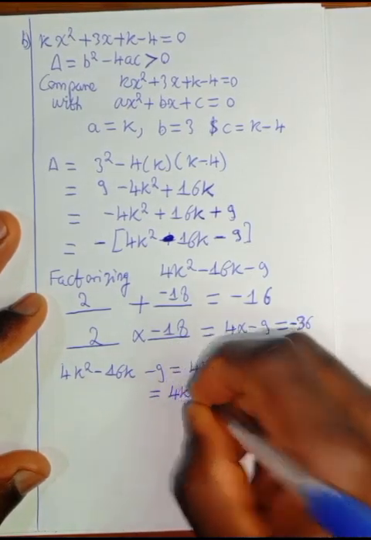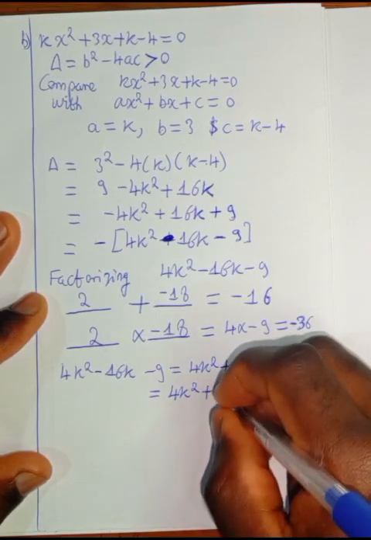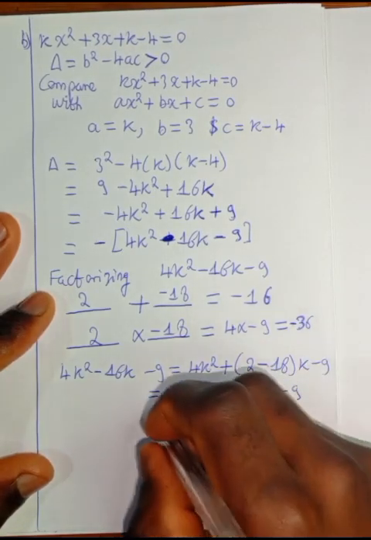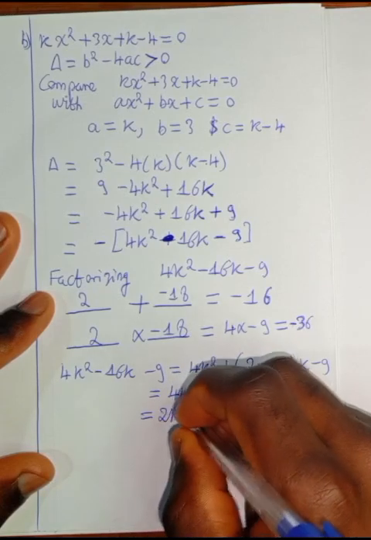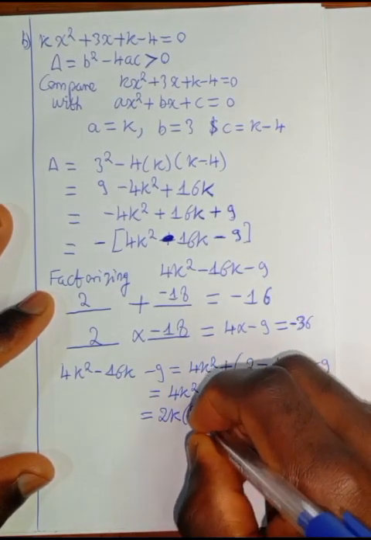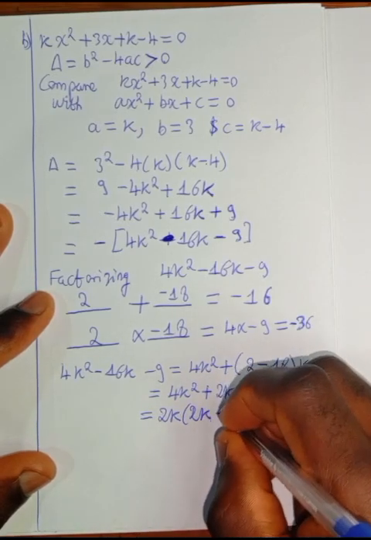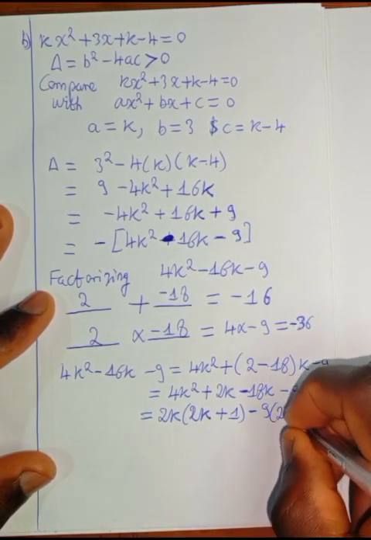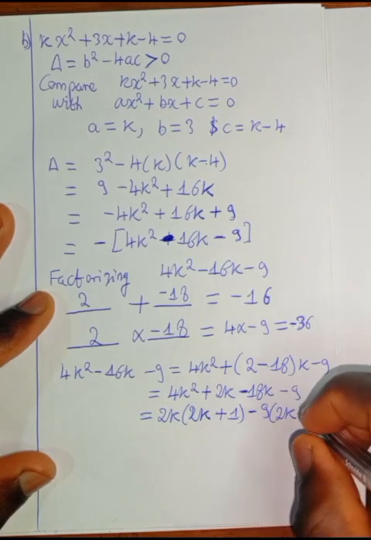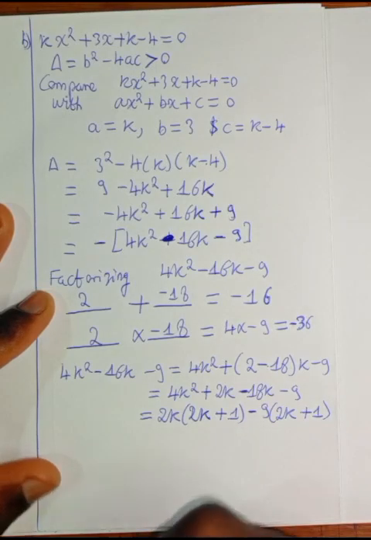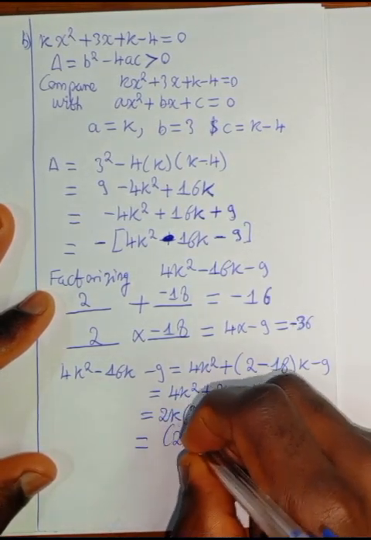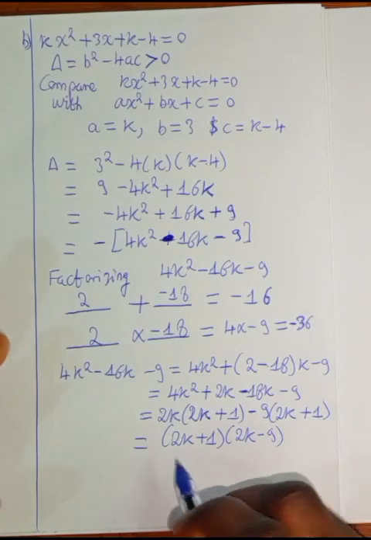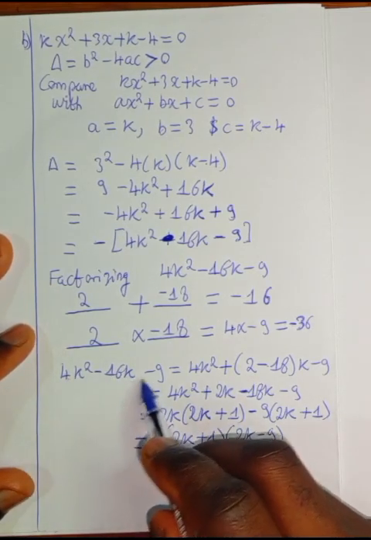This is equal to 4k squared plus 2 times k gives us 2k. Negative 18 times k gives us negative 18k minus 9. If we take the first pair, we see that 2k is common. We factor 2k: 2k times 2k gives us 4k squared, plus 2k times 1 is 2k. The second pair we can factor negative 9. Negative 9 times 2k gives us negative 18k. Negative 9 times 1 gives us negative 9. We have two terms in which 2k plus 1 is common: 2k plus 1 times 2k minus 9. So this is the factorization of 4k squared minus 16k minus 9.